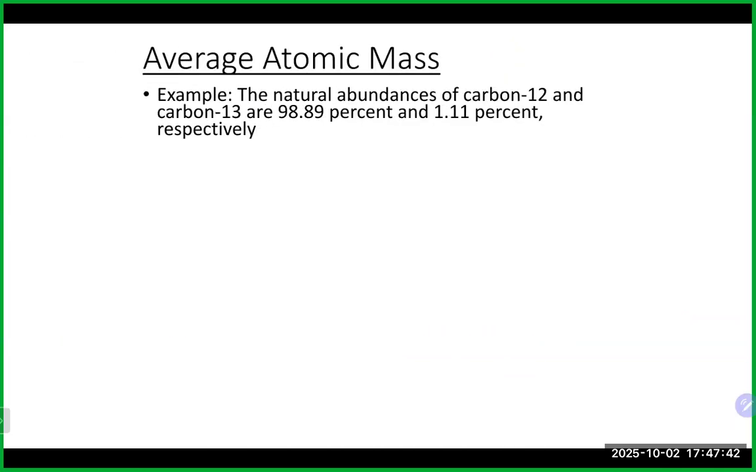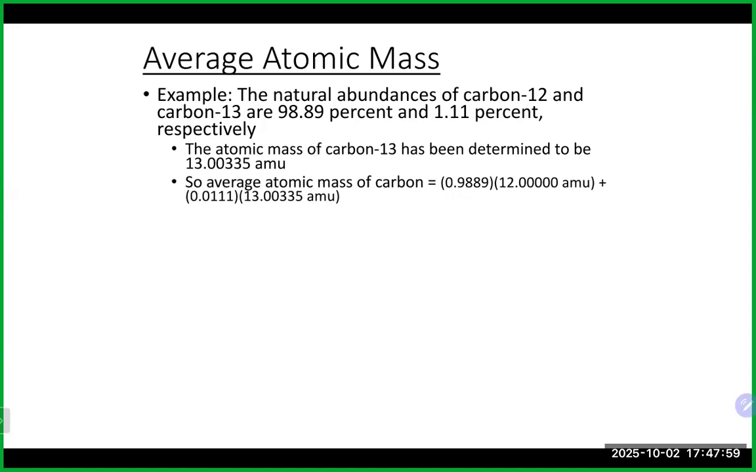So if we take something like carbon, it's actually about 99% carbon-12 isotopes, and the carbon-13 isotopes are about 1% or so. And if we do this calculation using our formula there, we could get the atomic mass.